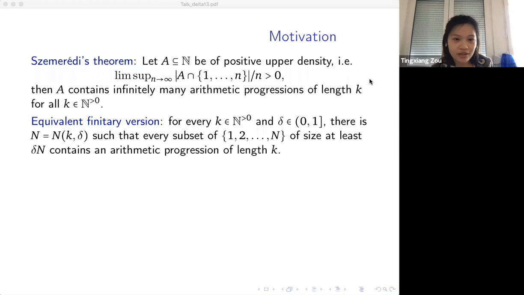So you look at the counting, you count how many elements this set intersects with the initial finite segment of the natural numbers, and then you look at the proportion of how big it is.